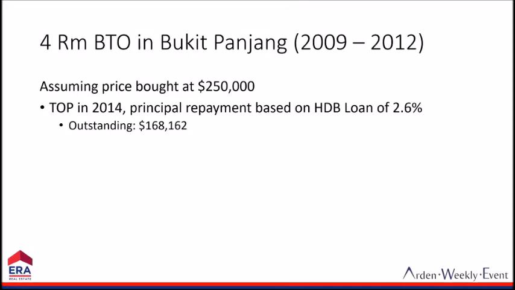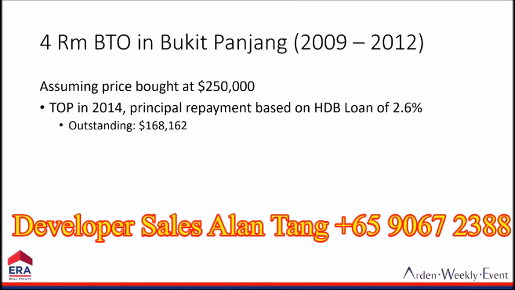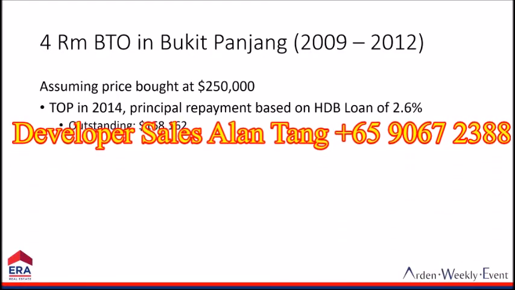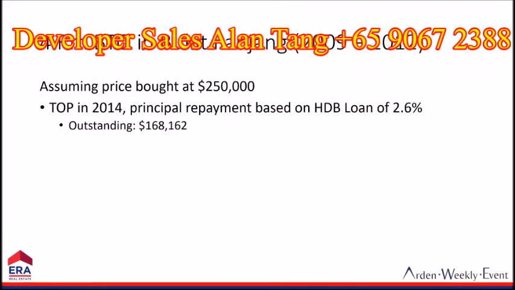Now, what you see here, the word outstanding, right? Which means if you're going to sell now, if you use a loan calculator, an amortization table, this is the outstanding loan that they will be having.